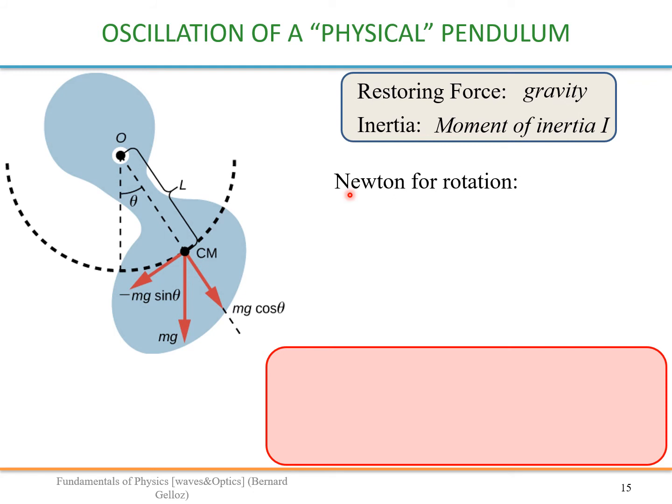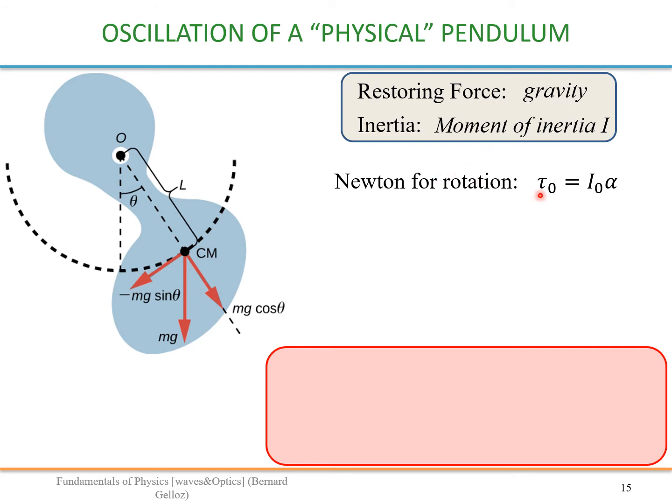The second law for rotation, the equivalent of F equals ma, is torque equals I alpha. Alpha is the angular acceleration, and I0 is the moment of inertia with respect to that axis of rotation. So what is tau 0?